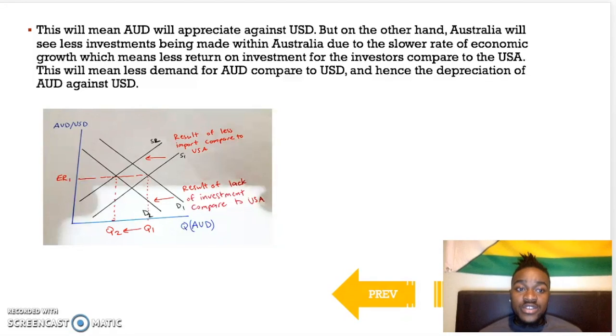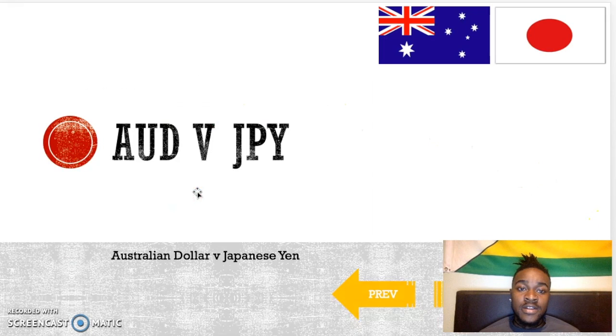But on the other hand, Australians will see less investments being made within Australia due to a slower rate of economic growth, which means less return on an investment for the investors in contrast to America. This will mean less demand of Australian dollars compared to the American dollars, and hence the depreciation of the Australian dollar against the US dollar.